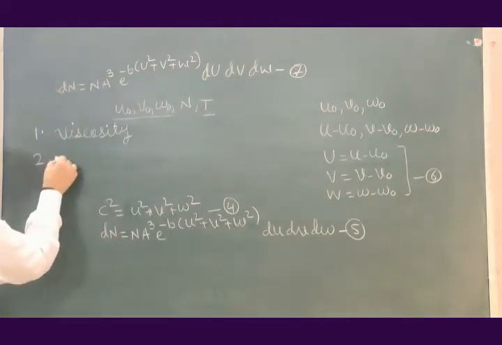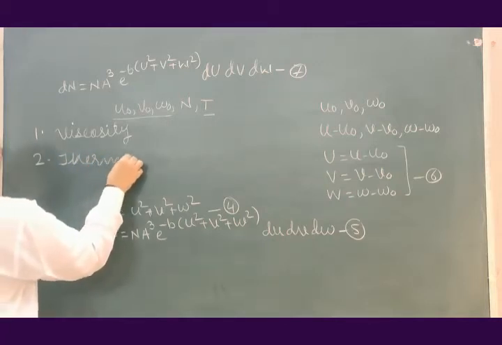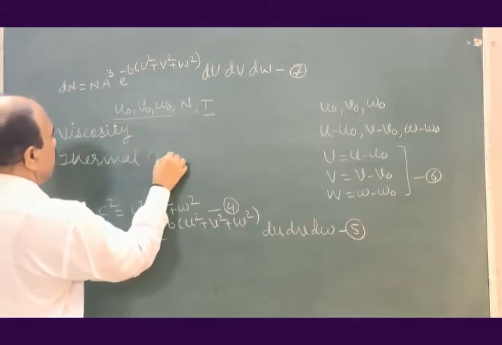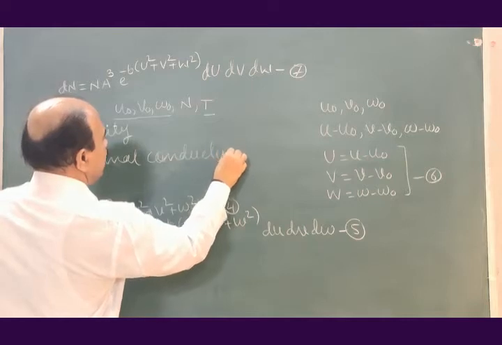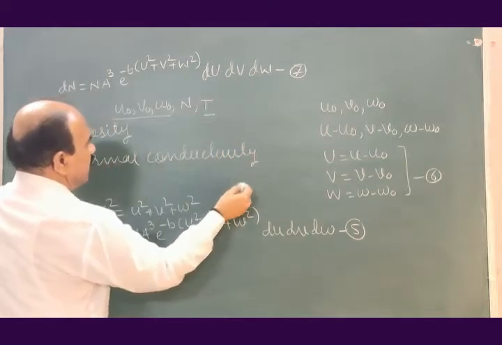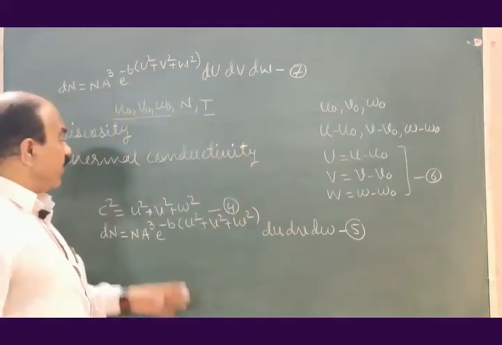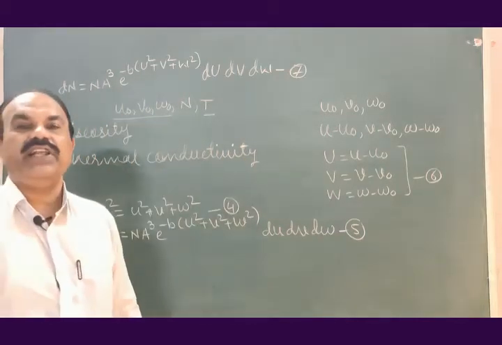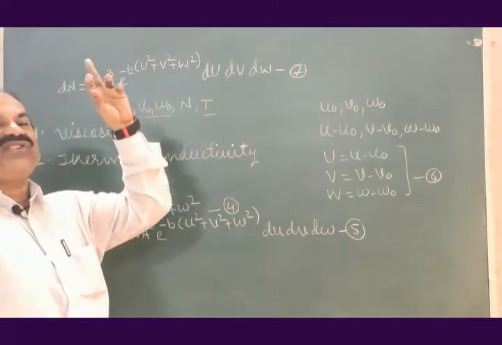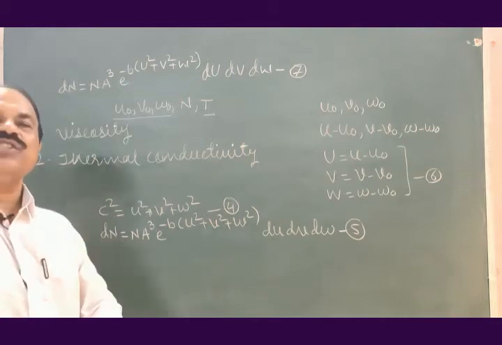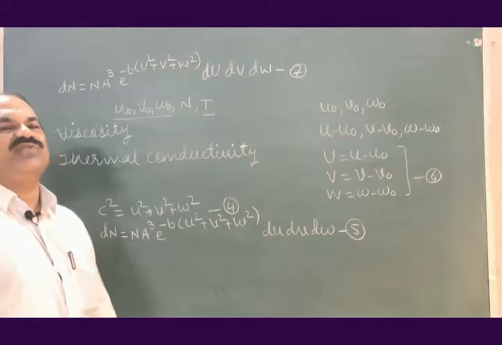Because of this, thermal conductivity will take place inside the gas. So the phenomena of thermal conductivity will take place inside the gas if the temperature T is not constant throughout the gas, if it is different in different regions of the gas.